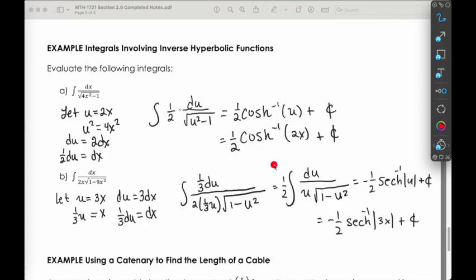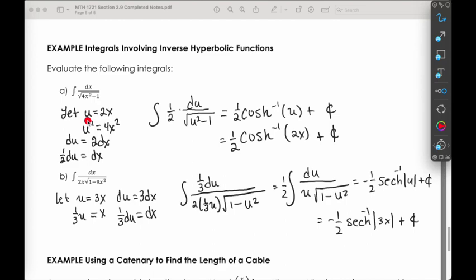Okay, now let's do a couple examples of integration with inverse hyperbolic functions. So I have this integral right here. I have dx over the square root of 4x squared minus 1. The closest thing I can get to when I look at my chart is this here, hyperbolic inverse cosine. So I'm going to make a u substitution to try to rearrange it so that I can get it to look like that integral.